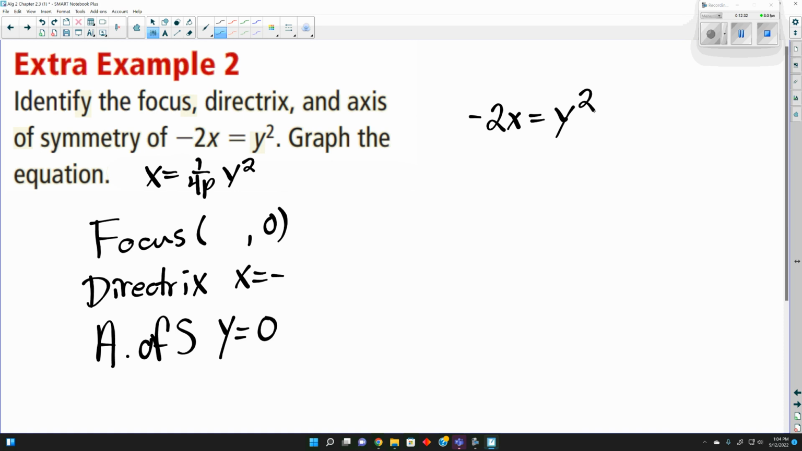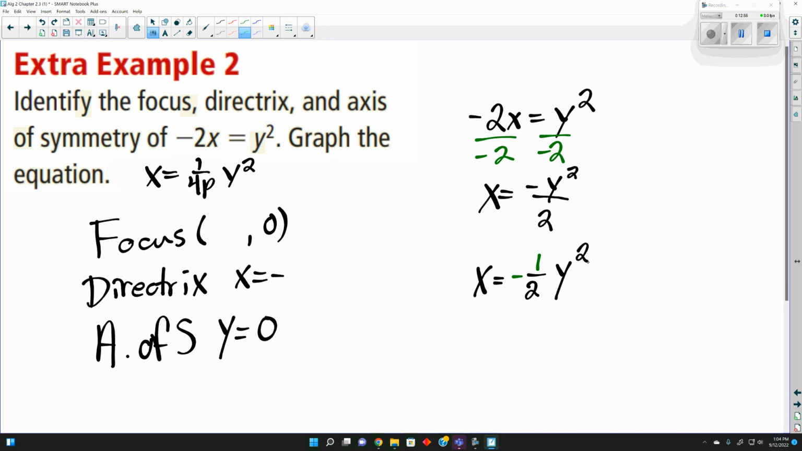Is the equation written in the correct form? No. So what do we need to do? Divide both sides by negative 2, which will tell us that x is equal to negative y squared over 2, or we can say negative 1/2 y squared. I write it as negative 1/2 y squared just so we can see it better.